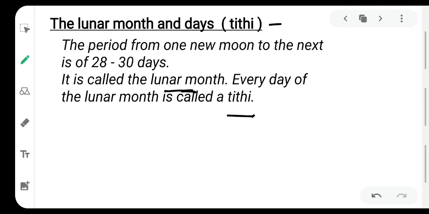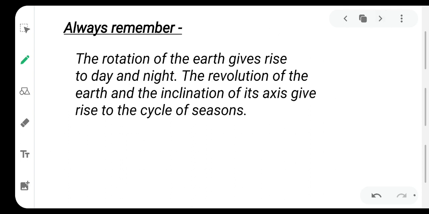Good. Now, you should always remember this. The rotation of the earth gives rise to day and night. We have studied and we know this, that rotation of the earth gives rise to day and night. The revolution of the earth and the inclination of its axis give rise to the cycle of season.